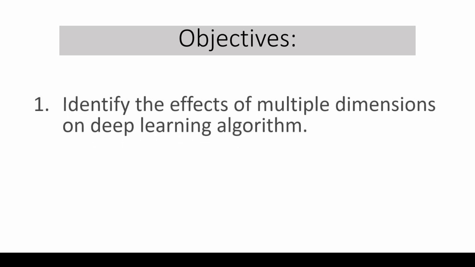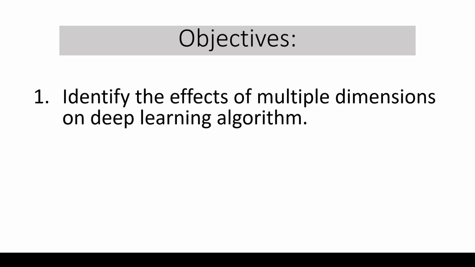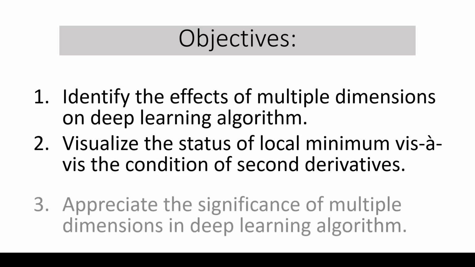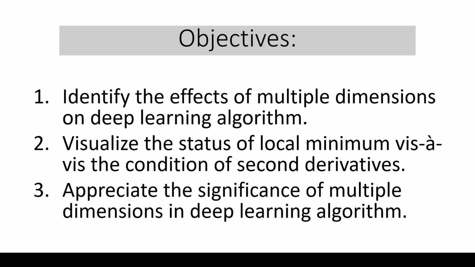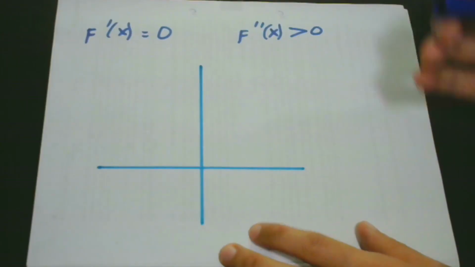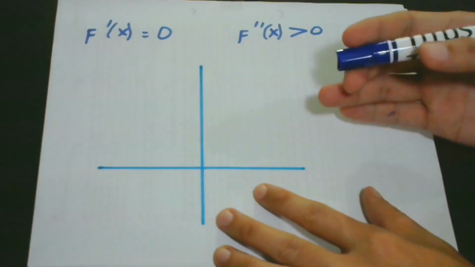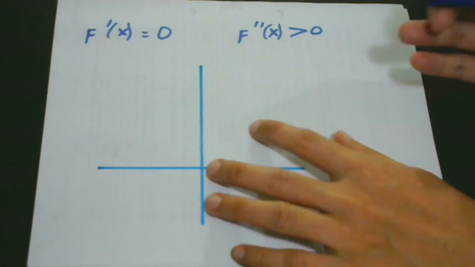At the end of the lesson, you are expected to identify the effects of multiple dimensions on deep learning algorithms, visualize the status of local minimum vis-a-vis the condition of second derivatives, and appreciate the significance of multiple dimensions in deep learning algorithms.